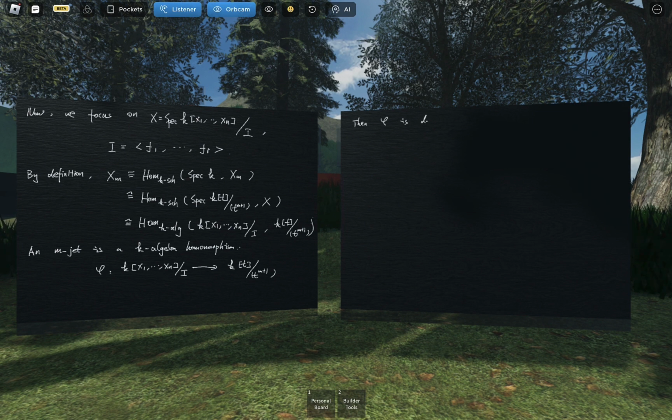Phi is determined by the image of x_i. So x_1 will map to a polynomial in T with coefficients in K. I'll use this notation.